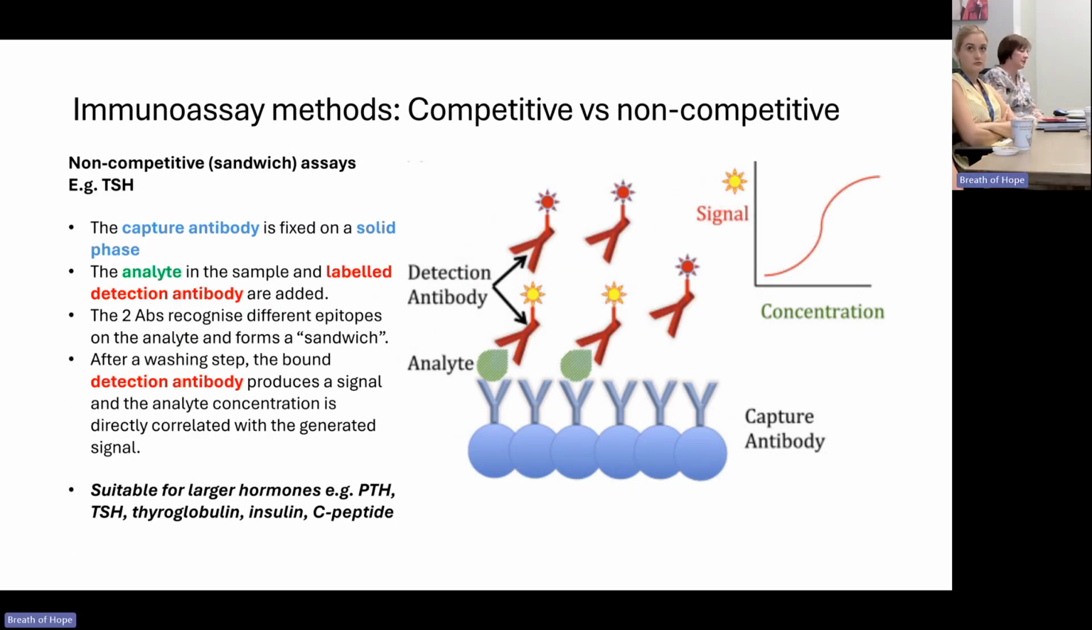Looking at the non-competitive assay, that is the way that we measure TSH. In this case, the capture antibody is fixed on the solid phase. The analyte in the sample and the labeled detection antibody are added. The two antibodies recognize different epitopes on the analyte and it forms a sandwich. After a washing step, the bound detection antibody produces a signal and the analyte concentration is directly correlated with the generated signal. So as I say, it's TSH that we measure this way, also PTH, thyroglobulin, insulin, C-peptide, for example.